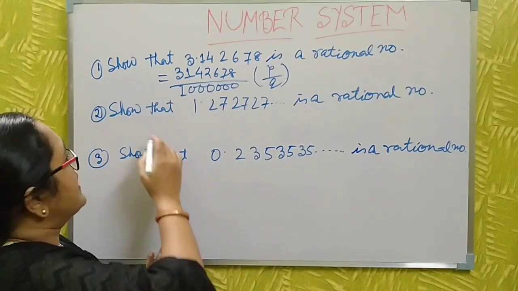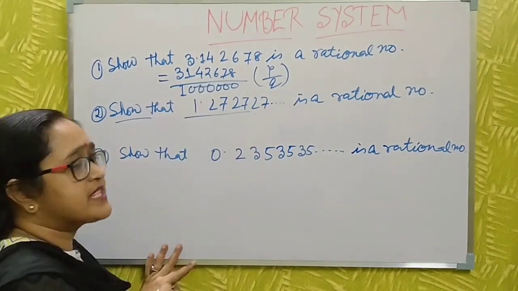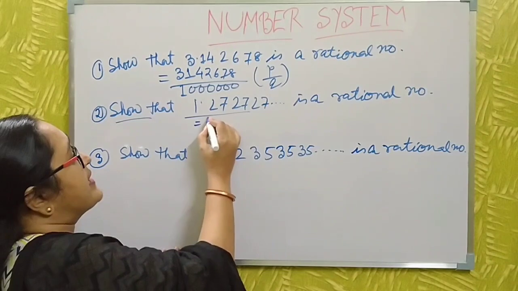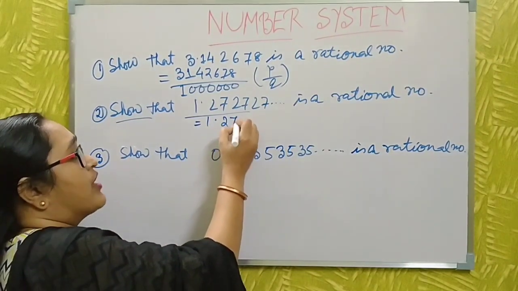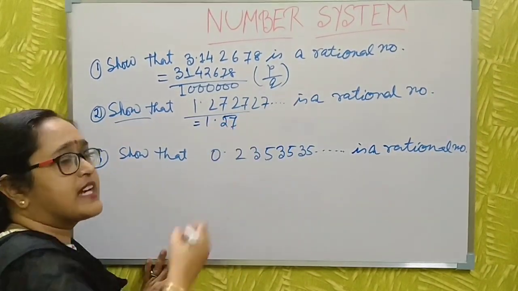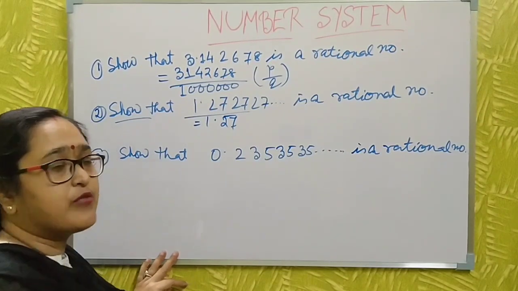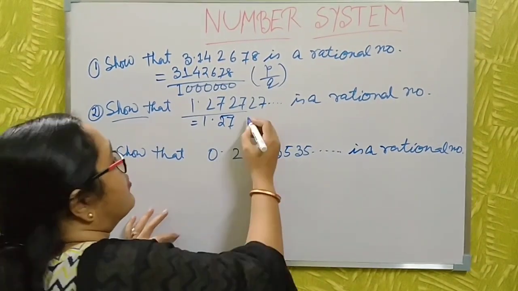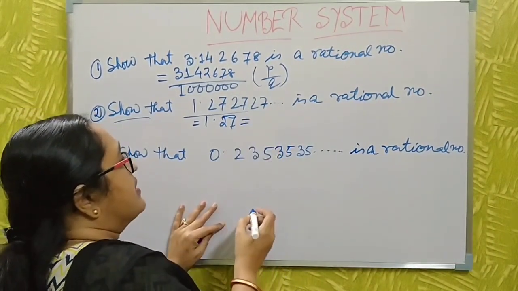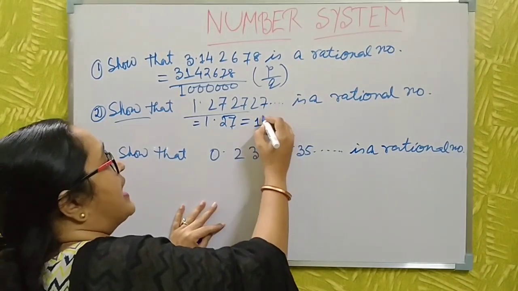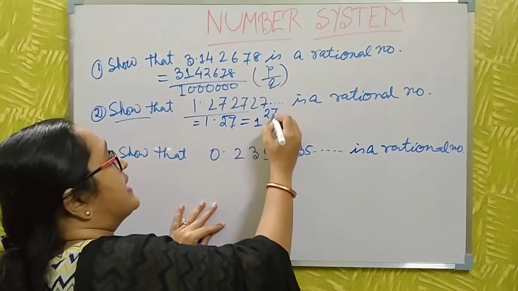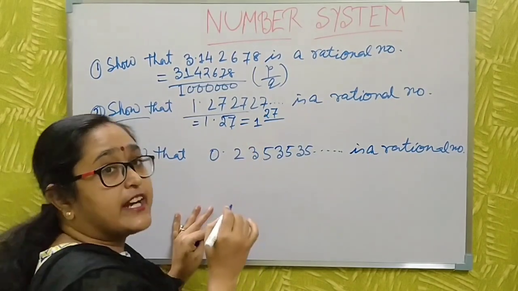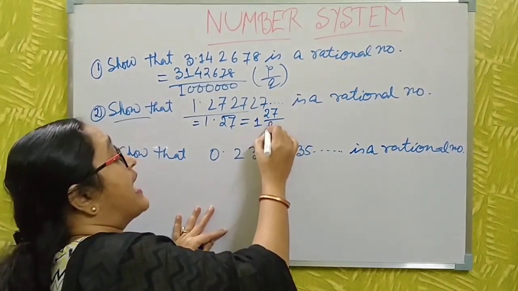Now I show that this number is a rational number. You can write this number just like this. I already told you a recurring number is a rational number. For a recurring number, you write it in this process: first you write here, then you write here, and for the recurring part put 9.